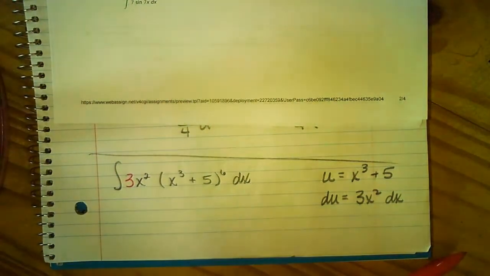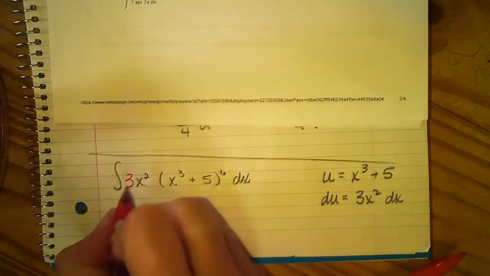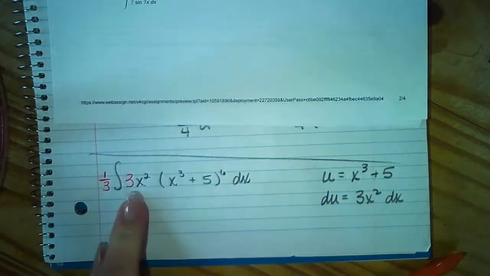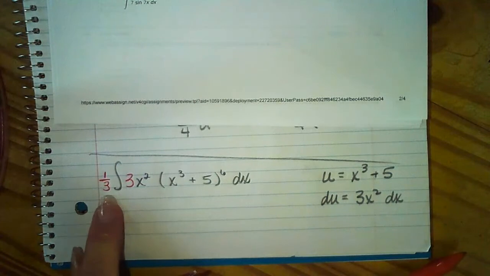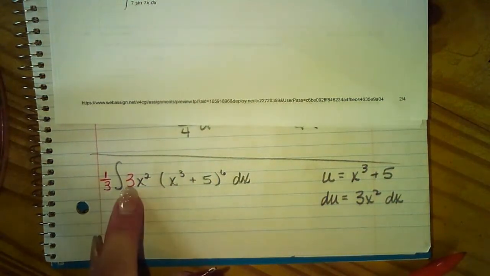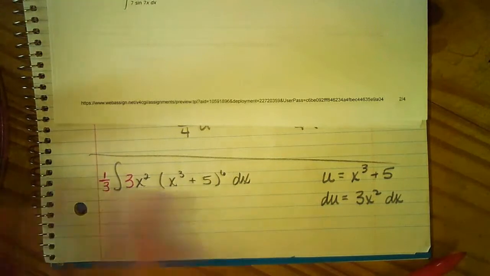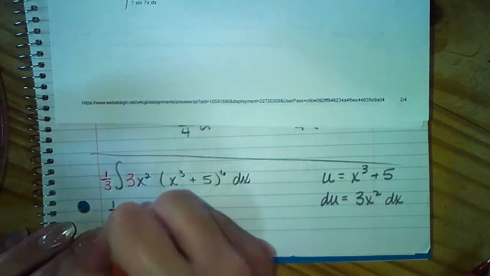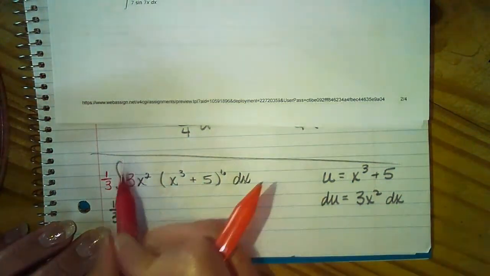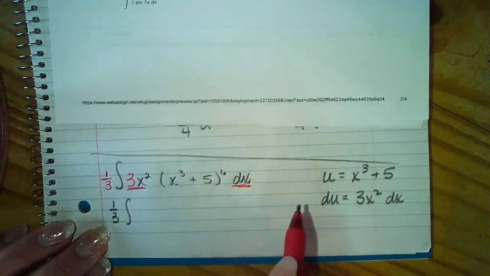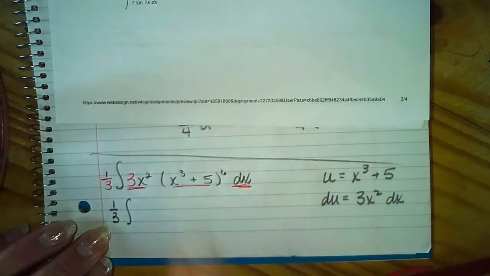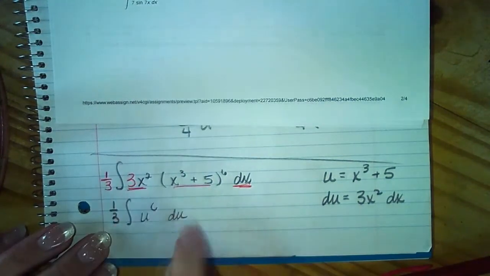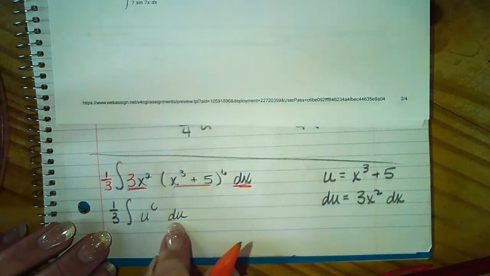I've got to balance this. What I can do is multiply by 1. So I need this 3x squared, but I'm going to balance by multiplying by 1/3 or dividing by 3. So what is 1/3 of 3? It's 1. So all I've done is multiply by a 1, but I've forced an instance. This 1/3 is coming along for the ride. This is your du right here, and this is your u to the 6th. So I've got u to the 6th, du. Your 3 is still in there. It's just hiding inside the du.